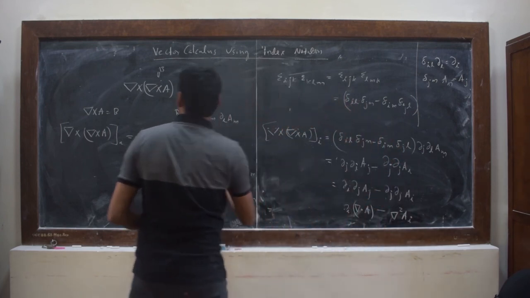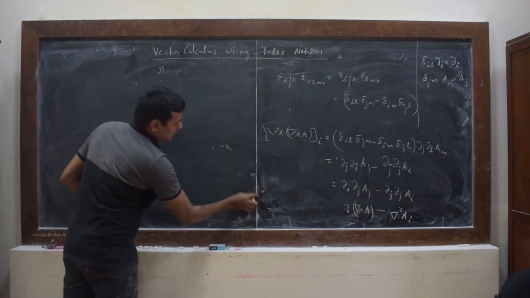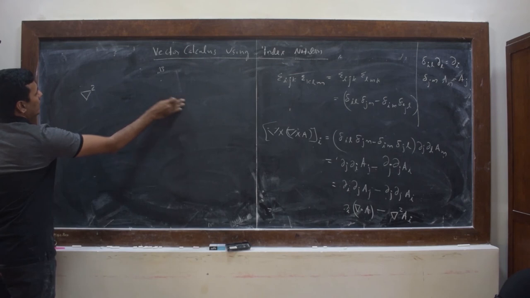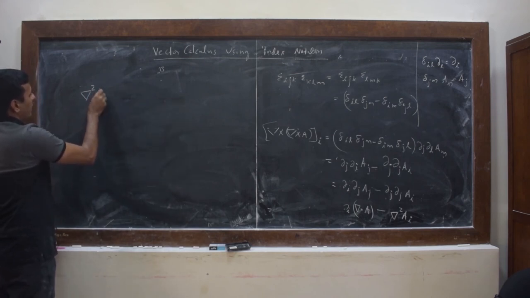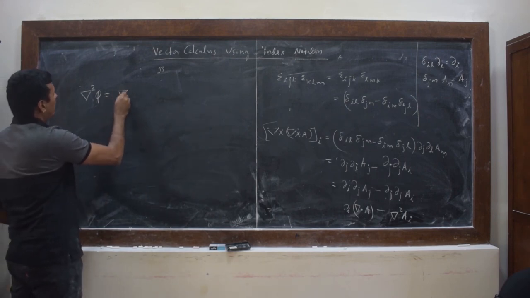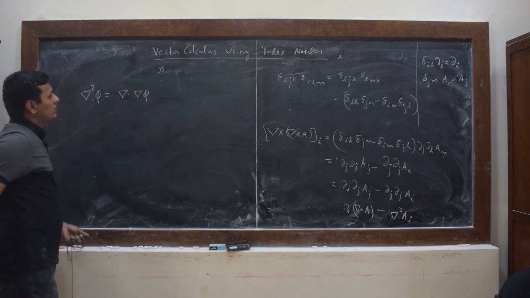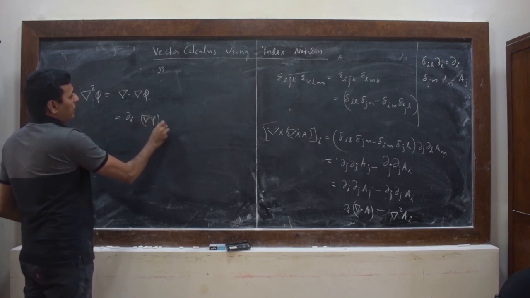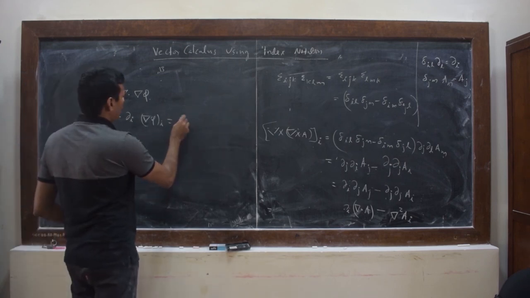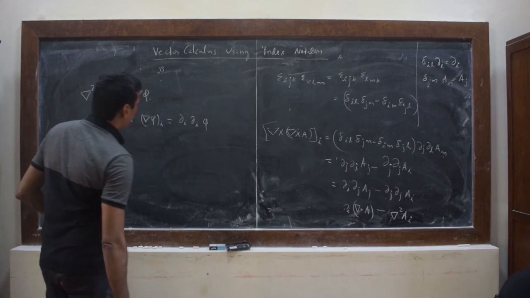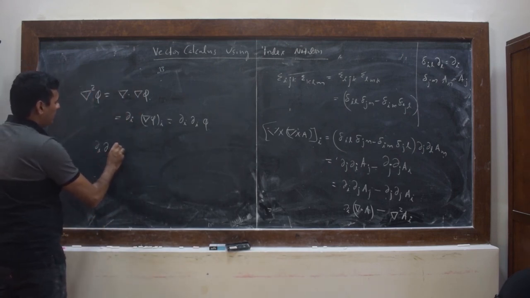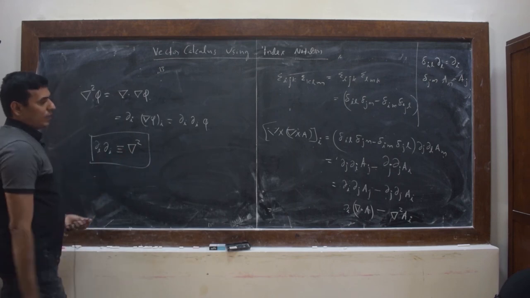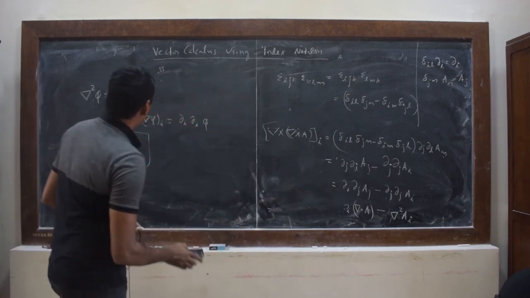Del square of some phi is equal to del dot del phi. Using index notation, this is del i del i phi, since del phi i is del i phi. So you can see that del square phi is equal to del i del i phi, and the same applies here for del square.